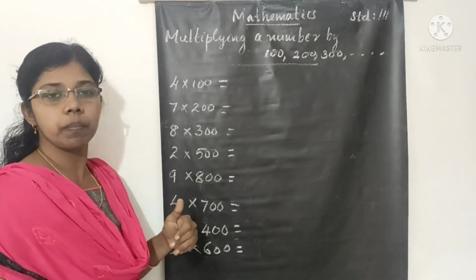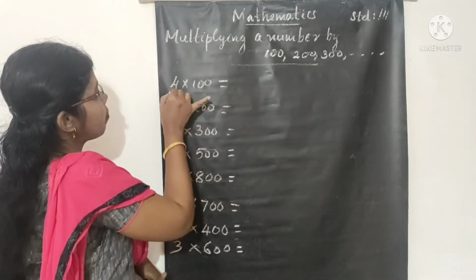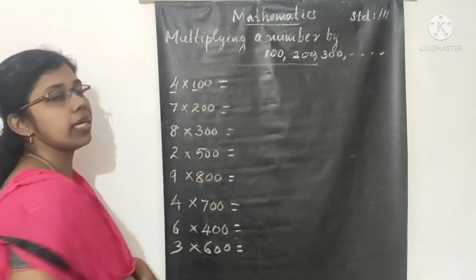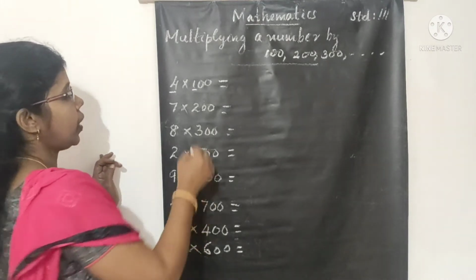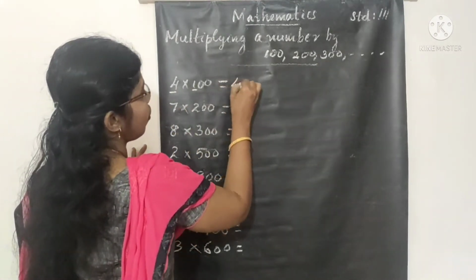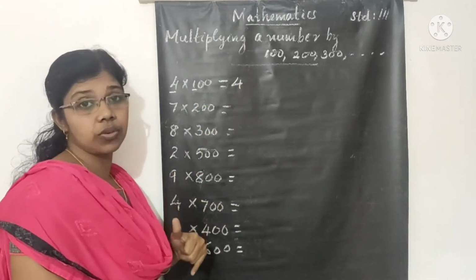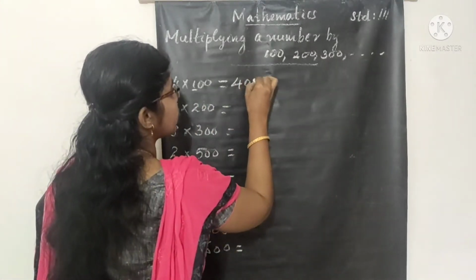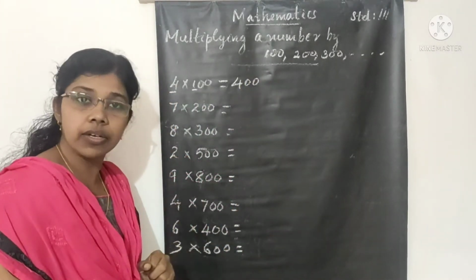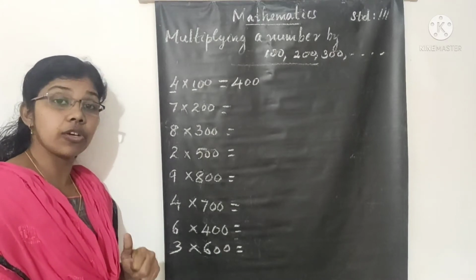First, multiply the given number with that digit, except the 0. What is 4 into 1? 4. Then count how many zeros are in 100. Two zeros. Put those 2 zeros on the right side of the given number.